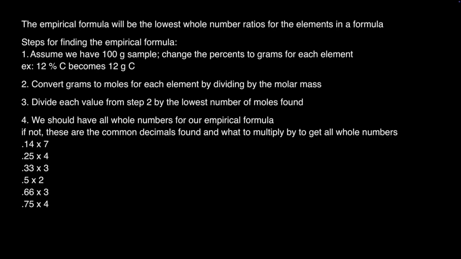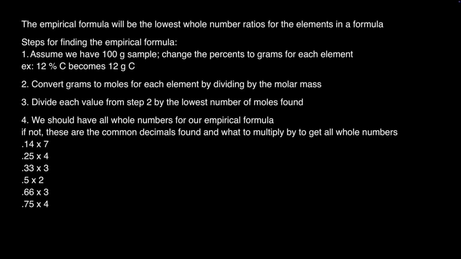If we do not have all whole numbers in this step, we multiply all values by the same number to get all whole numbers. Here are the common decimals you can find in this step and what value to multiply it by to get a whole number. If you have a decimal around 0.14, multiply by 7, 0.25, multiply by 4, 0.33, multiply by 3, 0.5, multiply by 2, 0.66, multiply by 3, and 0.75, multiply by 4.